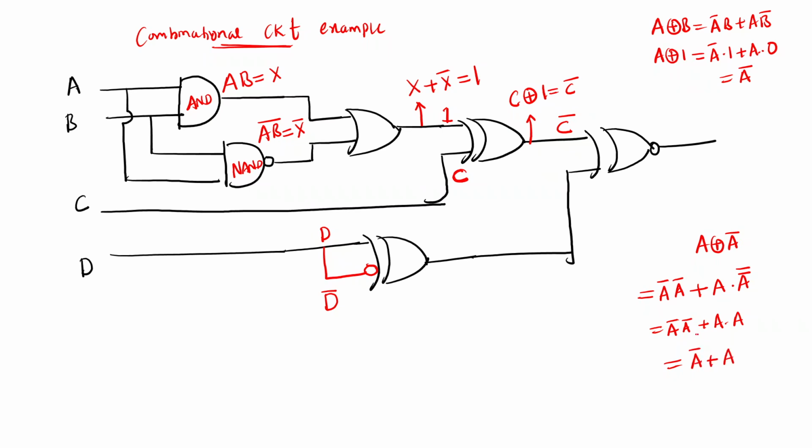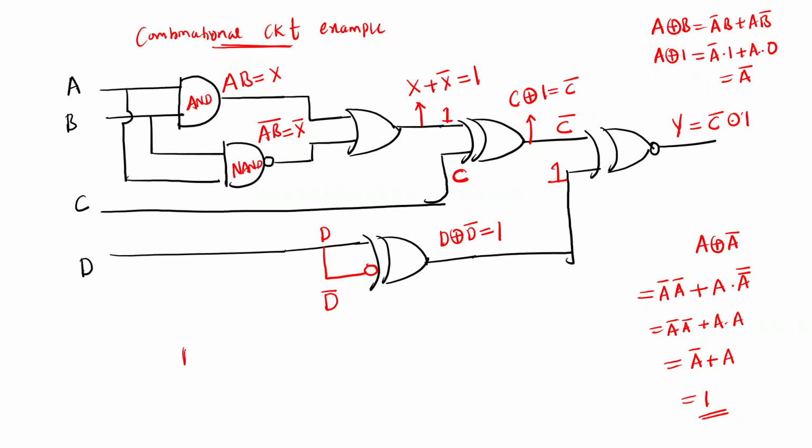From Boolean algebra we have already seen the OR law: A bar OR A equals 1. So that means here you are getting D XOR of D bar equal to 1, so D XOR D bar equals 1. So this is one input 1, and here Y equals C bar XNOR of 1.